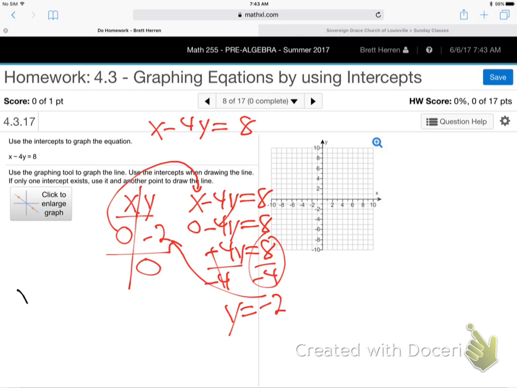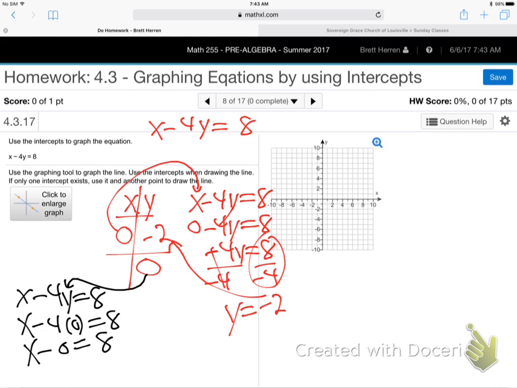So then get the other one. Put in 0 this time for y. That's x minus nothing is 8. So x is just 8, huh? So that one's 8, 0. Good. There's our 2 dots. So over 8 up 0. And then the other one is over 0 down 2, huh?